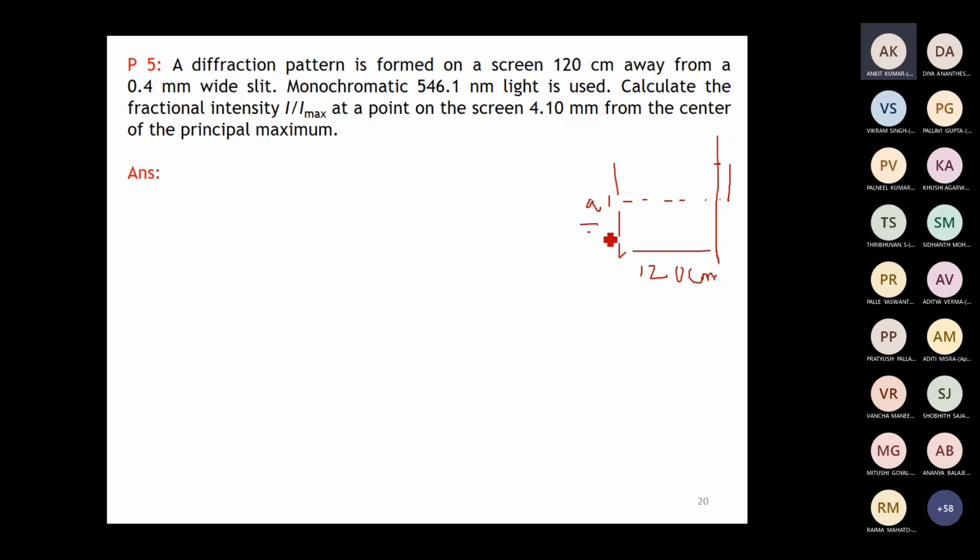a is already given to you, which is 0.4 millimeter. This width is given as 4.1 millimeter. This is 120 centimeter, and the wavelength given to you is 546.1.